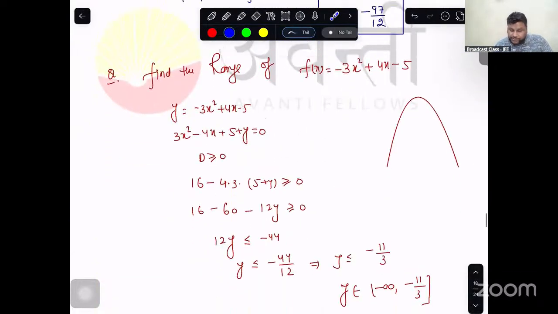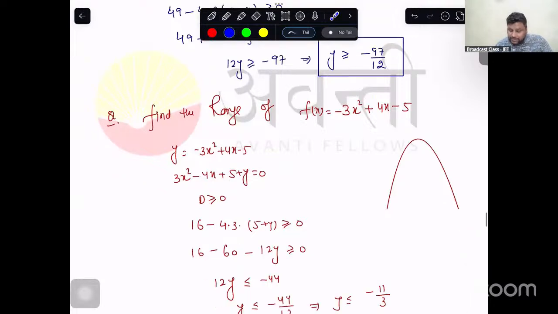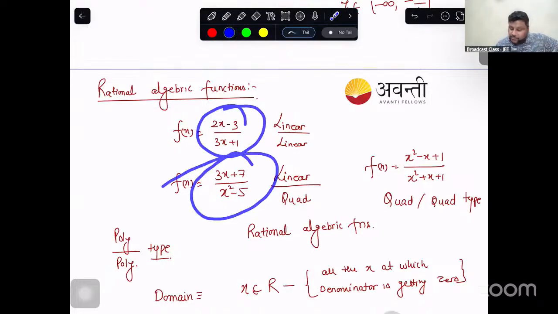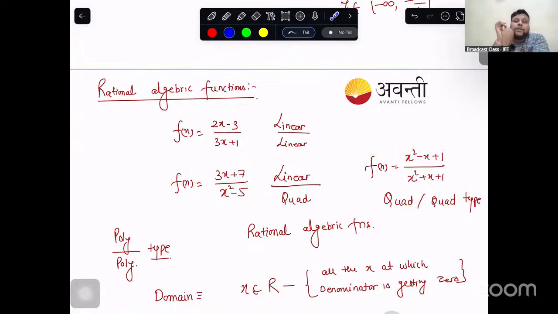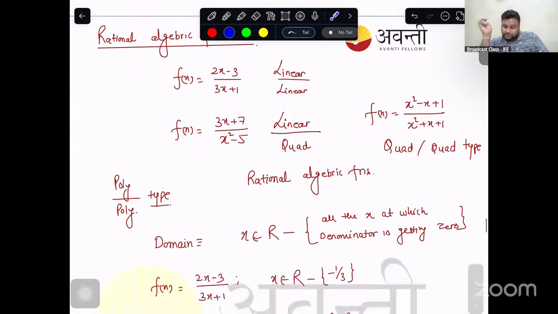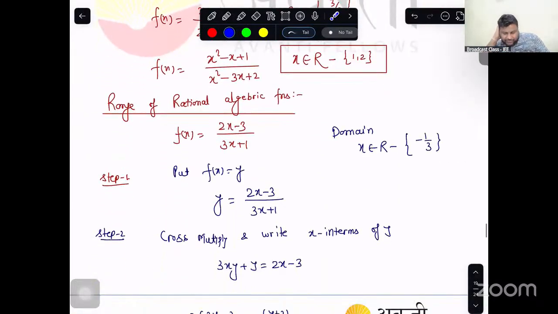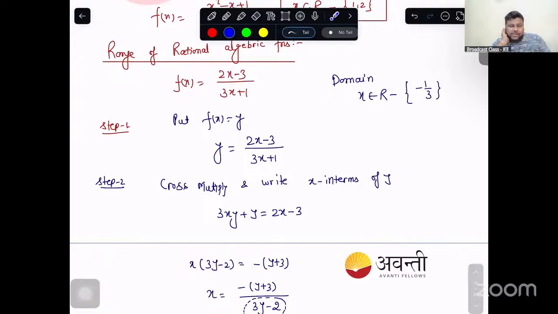Then we have done a few questions on parabola. Range we have done, then we came to rational algebraic functions. Simply linear by linear, linear by quadratic, quadratic by quadratic, or any polynomial by polynomial, they are called rational algebraic functions. Maximum this variety will be our concern. Their domain is always what? R minus all those x at which the denominator is getting 0. Then we have done the equation method for the range and that happened all.